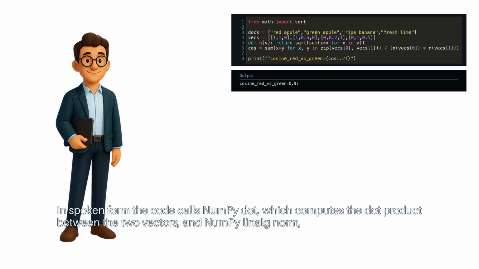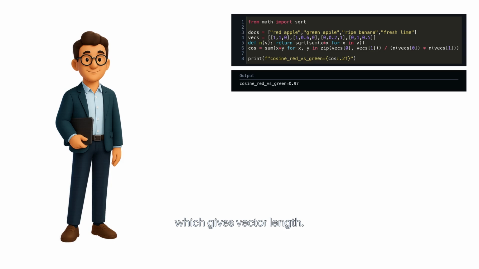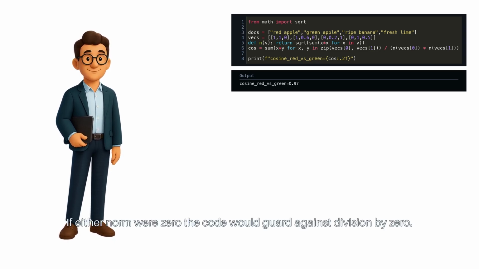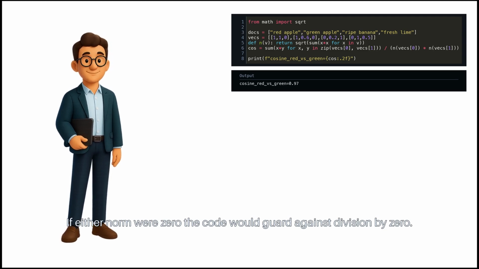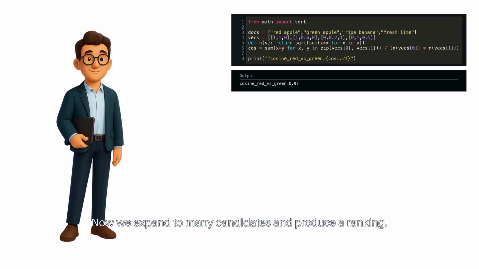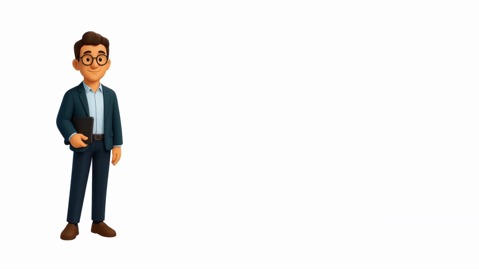In spoken form, the code calls NumPy dot, which computes the dot product between the two vectors, and NumPy linalg norm, which gives vector length. If either norm were 0, the code would guard against division by 0. This example is the smallest building block. One query, one candidate, one cosine score. Now we expand to many candidates and produce a ranking.